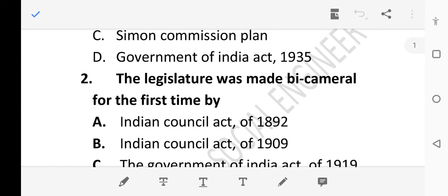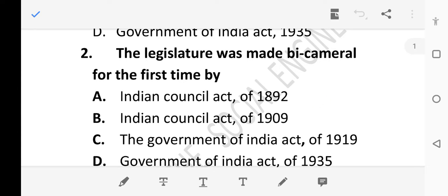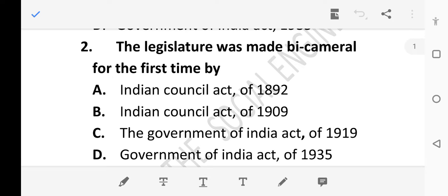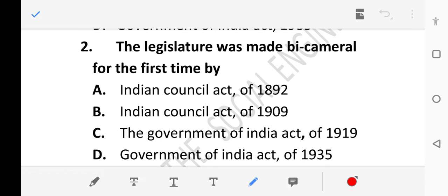Then come to question number 2. The legislature was made bicameral for the first time by, that is Indian Councils Act 1892, Indian Councils Act 1909, the Government of India Act 1919, that is bicameral. This is the first democratic principle that was implemented by the British government in India in 1919.